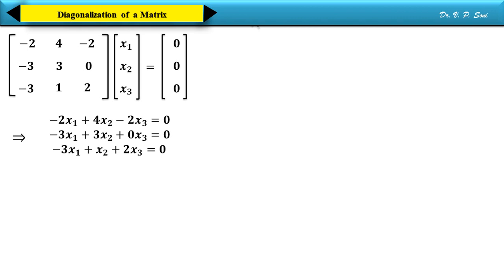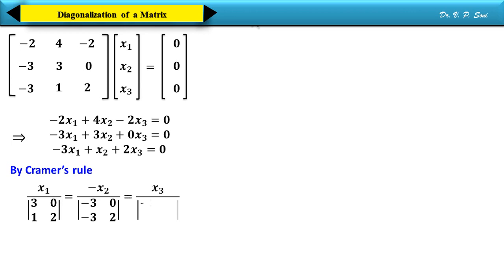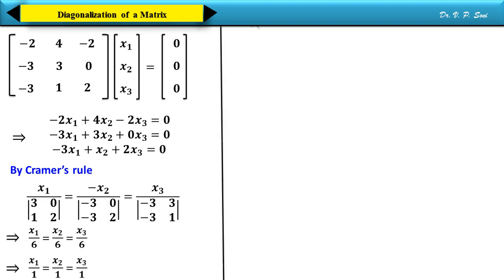Now by Cramer rule, x1 upon determinant whose first row 3, 0, second row 1, 2, equal to minus x2 upon determinant whose first row minus 3, 0, second row minus 3, 2, equal to x3 upon determinant whose first row minus 3, 3, second row minus 3, 1. This implies x1 upon 6 equal to x2 upon 6 equal to x3 upon 6. Now multiply 6 to each ratio, then we get x1 upon 1 equal to x2 upon 1 equal to x3 upon 1.